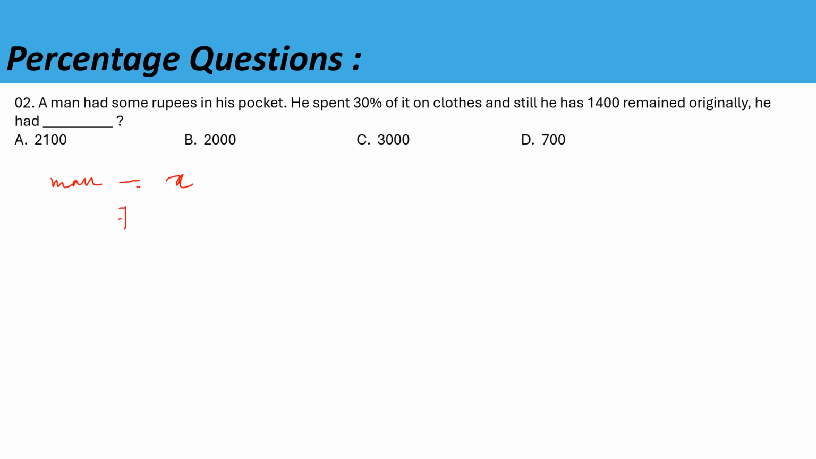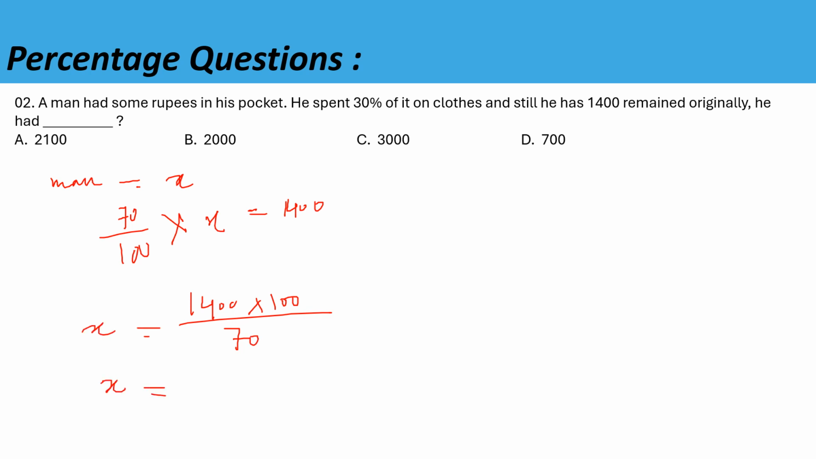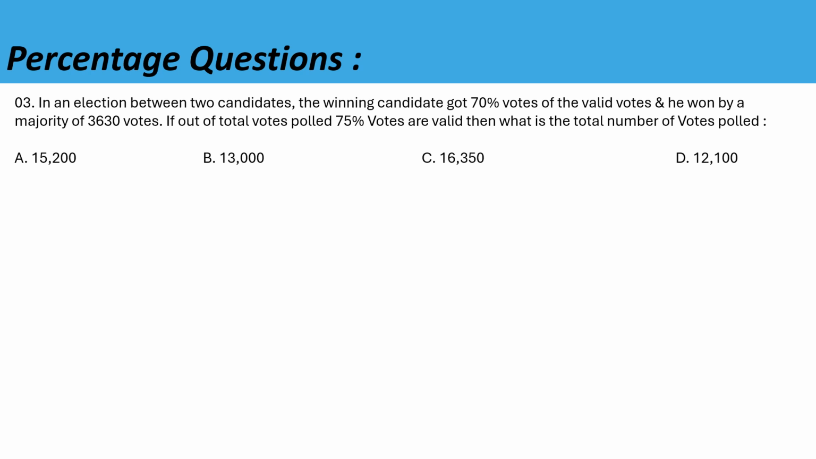So 70 on 100 into X, and the remaining money is what? 1400. So we can write this equation as 1400 into 100 divided by 70, right? So if we try to find, then the man has 2000 rupees. Now you have to solve this question.